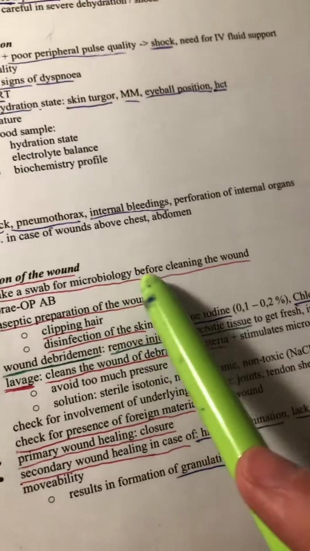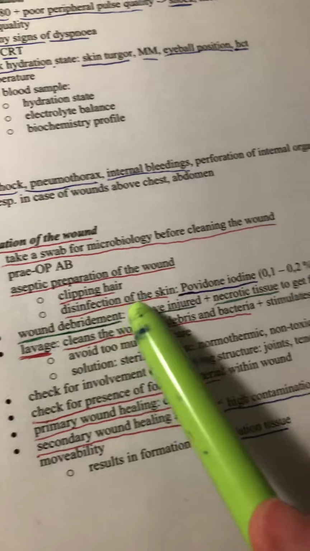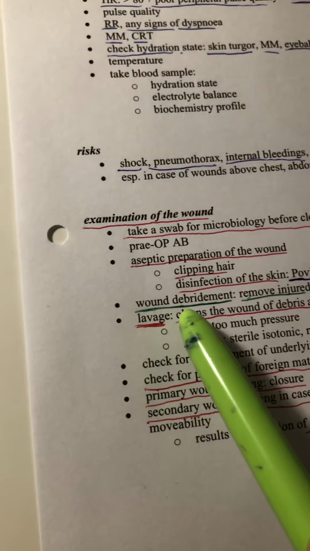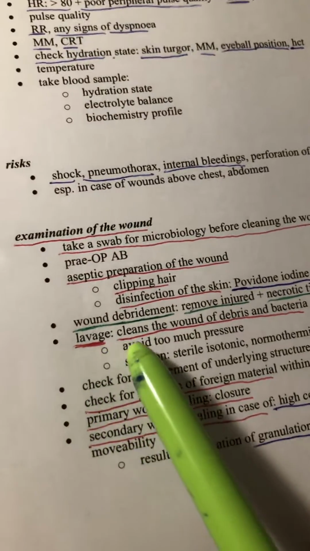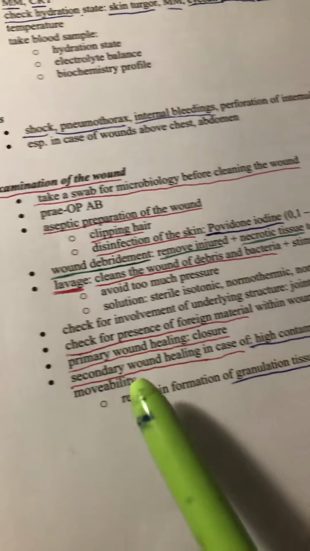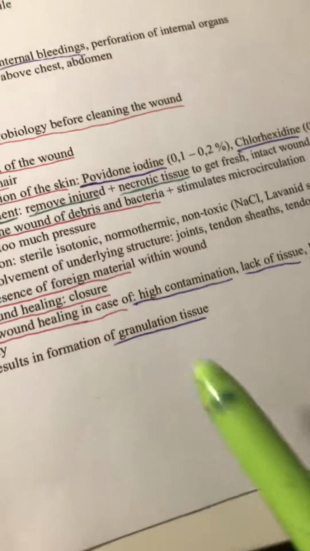And examining the wound. Take a swab for microbiology before cleaning the wound, and use aseptic preparation, clipping the hairs, disinfectant, povidone, and chlorhexidine, and use wound debridement to remove any injured or necrotic tissue, and use lavage. This cleans the wound from debris and bacteria. Check for any foreign material. And the primary wound healing is closure, and secondary wound healing is when there's high contamination or lack of tissue or huge material loss and results in granulation tissue.